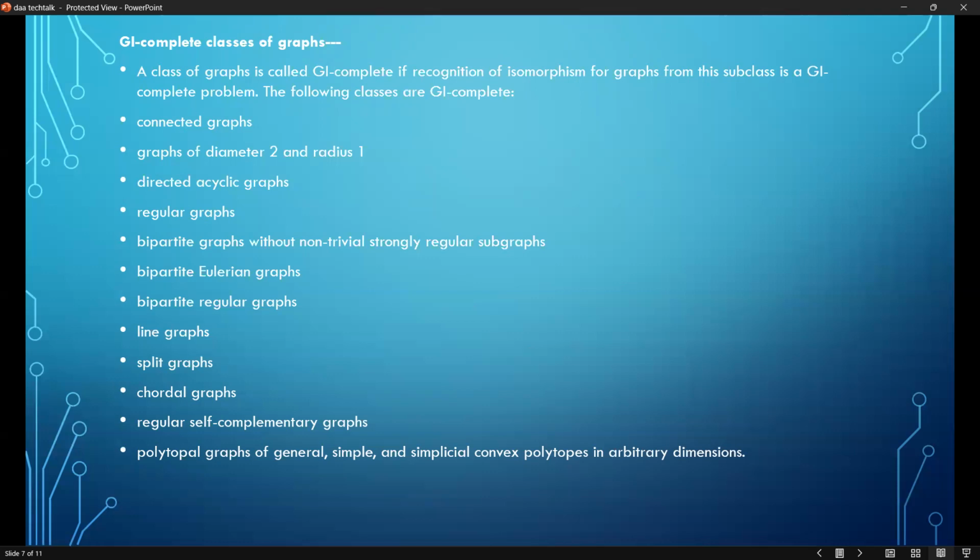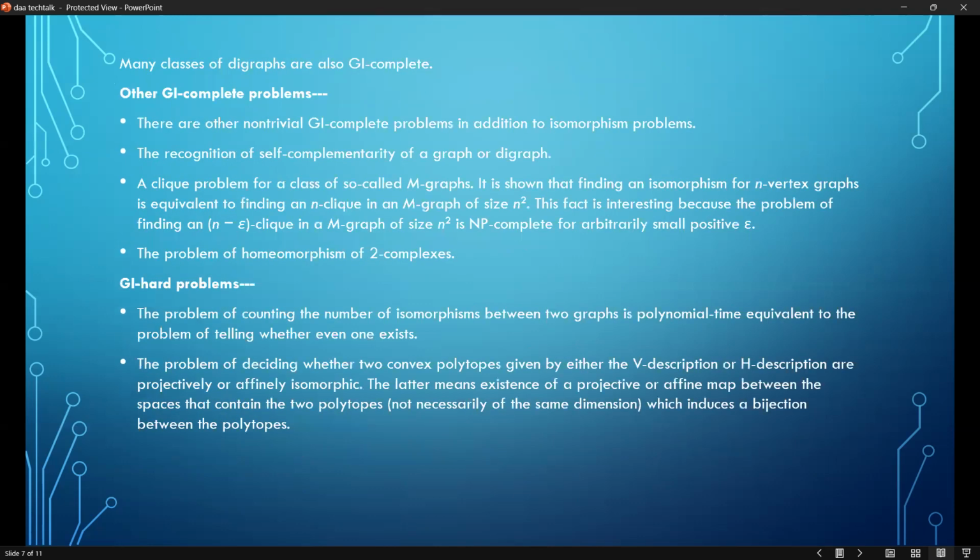graphs, regular self-complementary graphs, polytopal graphs of general, simple and simplicial convex polytopes in arbitrary dimensions. Many classes of graphs are also GI complete. Other GI complete problems. There are also non-trivial GI complete problems in addition to isomorphism problems. The recognition of self-complementarity of a graph or digraph.